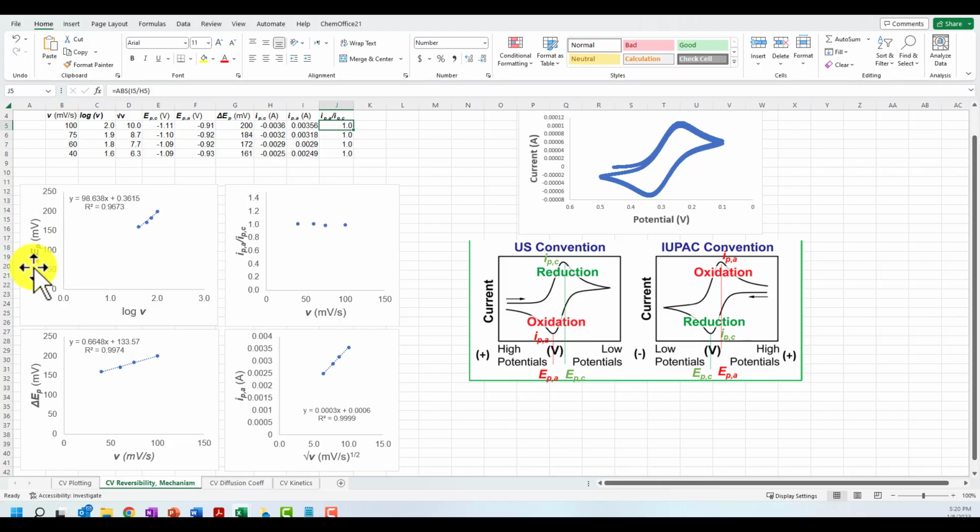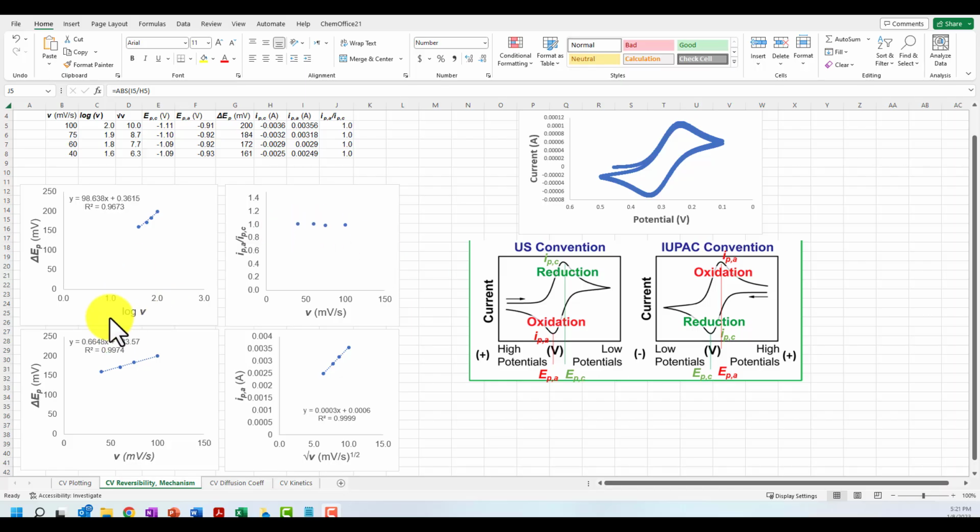So the first plot is what the voltage difference is between the two peaks as a function of the log of the scan rate, and then below it is the same thing as a function of just the linear version of the scan rate. So generally speaking, an electrochemical reaction would be considered very fast and what we would call reversible, meaning it's so fast that the electron transfer at the electrode surface is controlled purely by diffusion and nothing else.